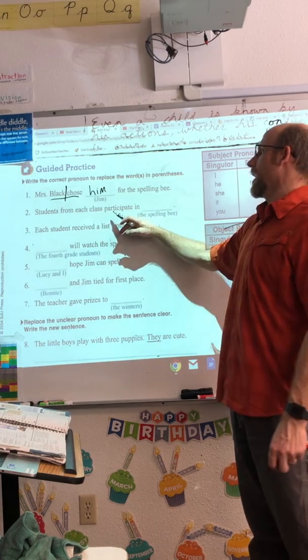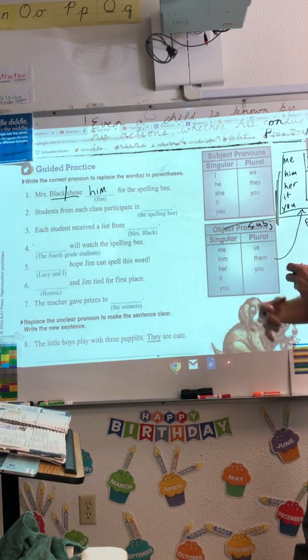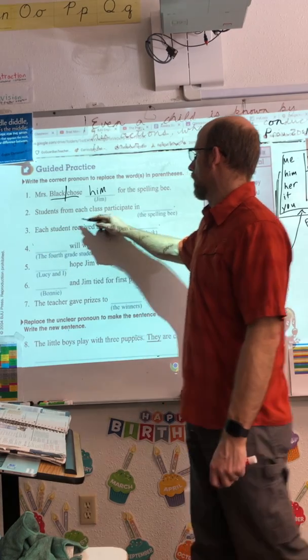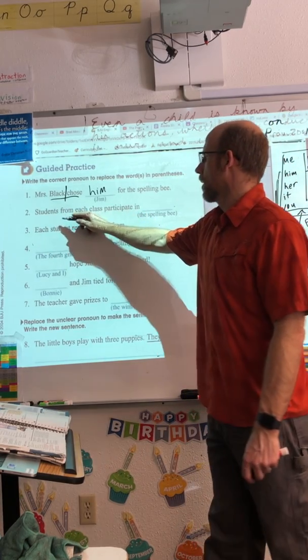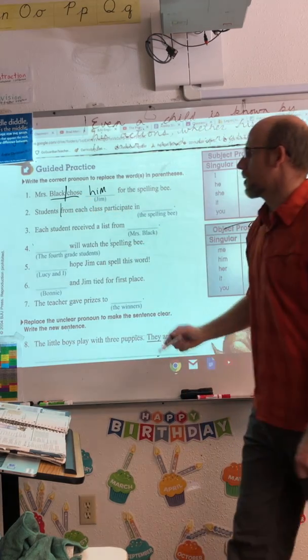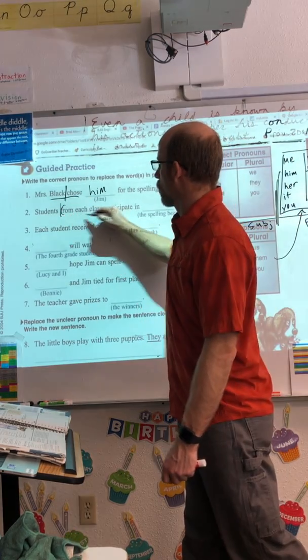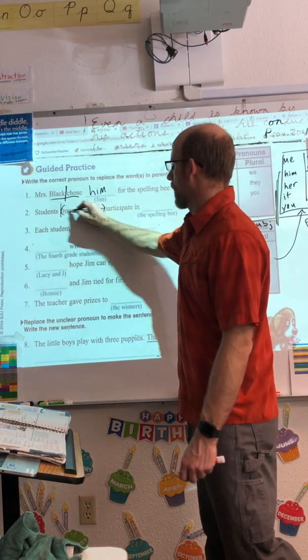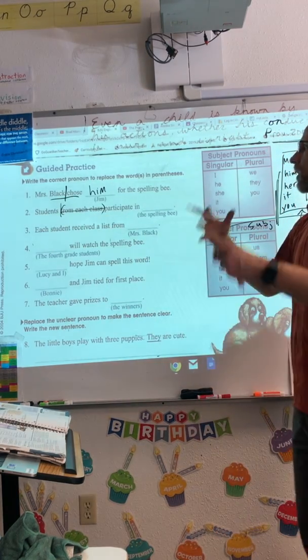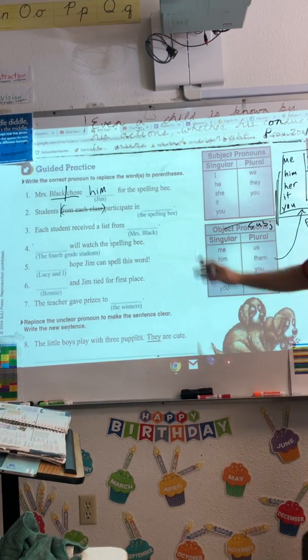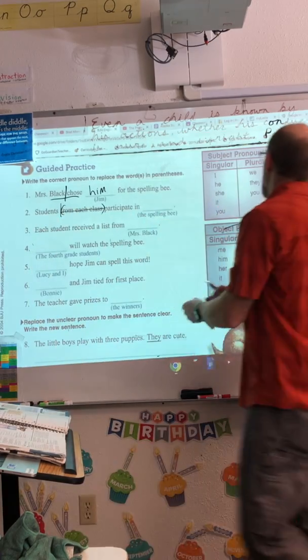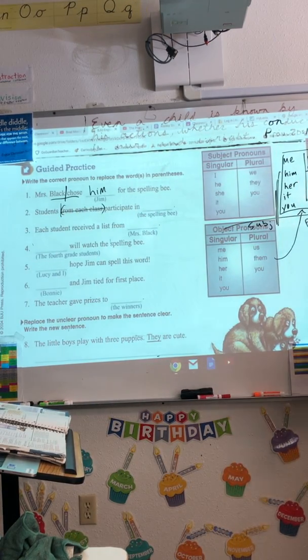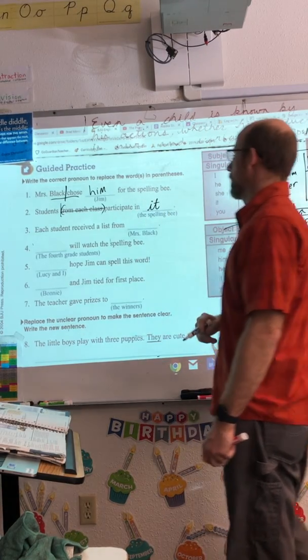Number 2, students from each class participate in blank. Who or what is the sentence about? Students from each class, it's right there, students. But now here we get this: from each class, prepositional phrase. So that could ultimately come out of our sentence. Students participate in, they're talking about the spelling bee. We're not in the subject, we're in the predicate side. So we got to choose something that would replace spelling bee. Would we say me, him, her, it? Participate in it.